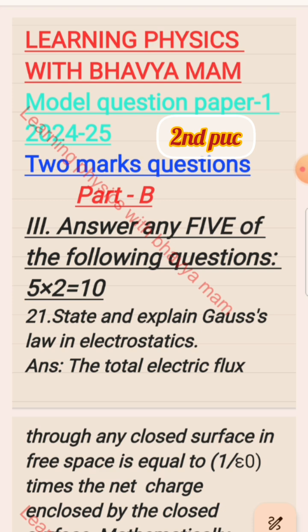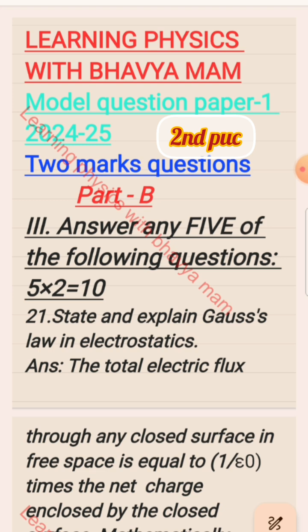Today we are going to discuss 2 marks questions of Model Question Paper 1, 24-25. So the questions are like this. The first one: state and explain Gauss law in electrostatics. So it is from the first chapter.